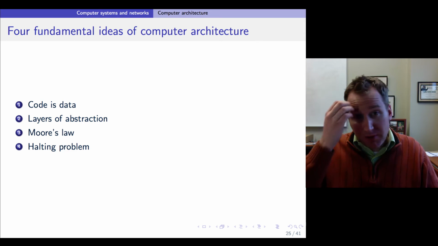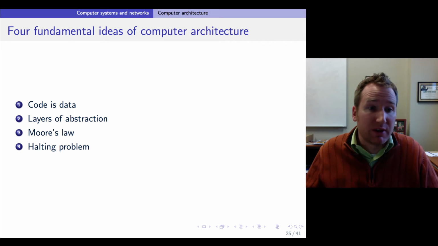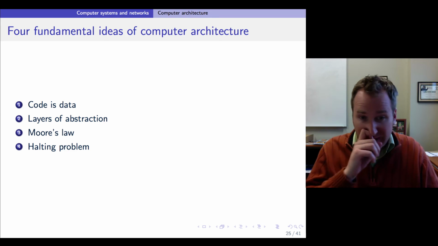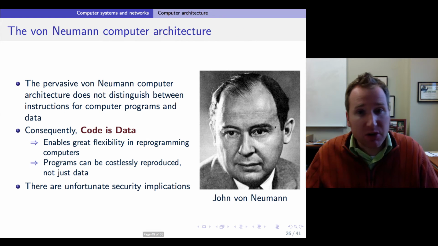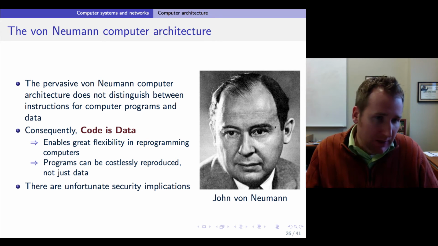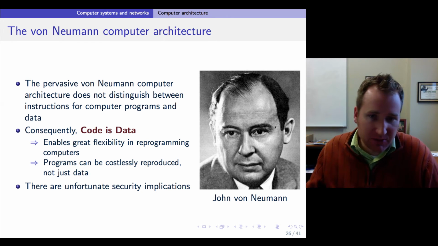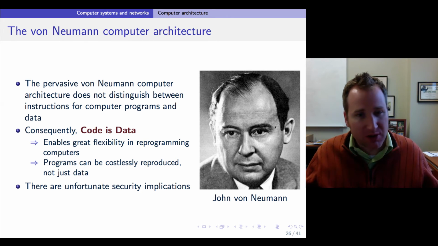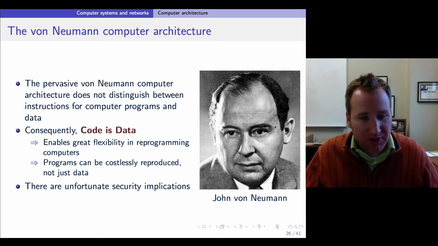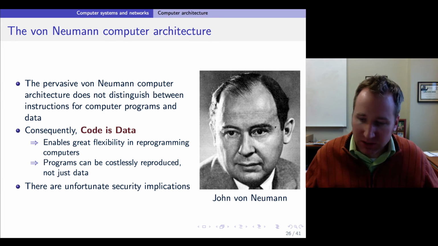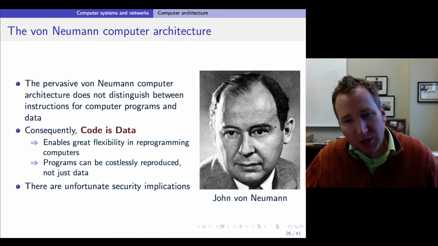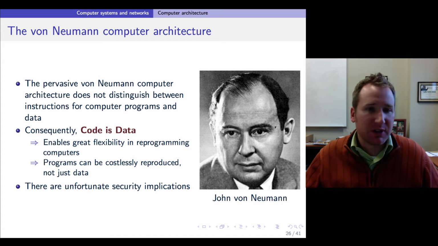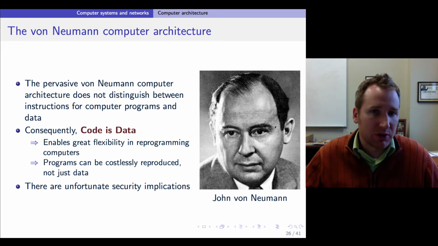There are 4 fundamental ideas of computer architecture that we'll briefly discuss here that I think are especially relevant to security. First up is code as data. This is almost like a koan, where you could think of this as a philosophy. Is the code data? Is the data code? This means something quite specific when we think about how our modern computer architectures work.